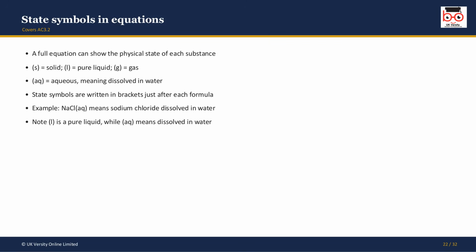A full equation can also show the physical state of each substance. We use (s) for solid, (l) for a pure liquid, and (g) for gas. Aqueous, written (aq), means dissolved in water. These go in brackets straight after each formula, so sodium chloride (aq) means sodium chloride dissolved in water. Do watch the difference between liquid, a pure liquid, and aqueous, something dissolved in water. They're not the same thing.